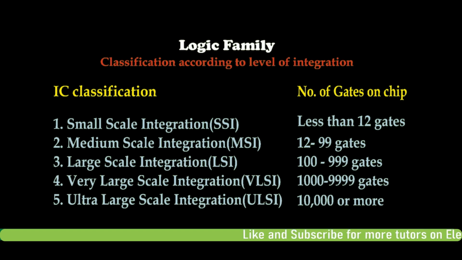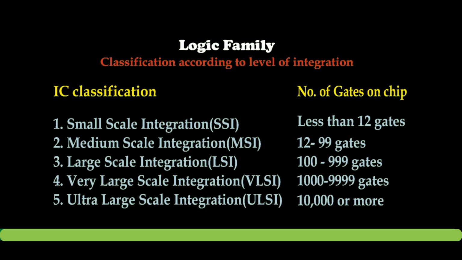The second type is medium scale integration, in which the same chip of IC, of the same size, can occupy from 12 to 99 gates inside a single chip. That type of integration is called medium scale integration. Third is large scale integration, in which the same size of chip can accommodate 100 to 999 gates. Fourth is very large scale integration, that is VLSI, in which fewer than 10,000 gates can be occupied.